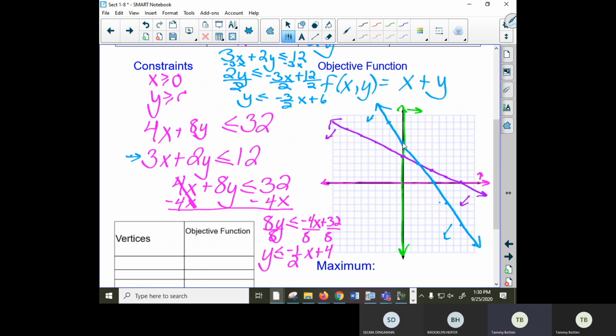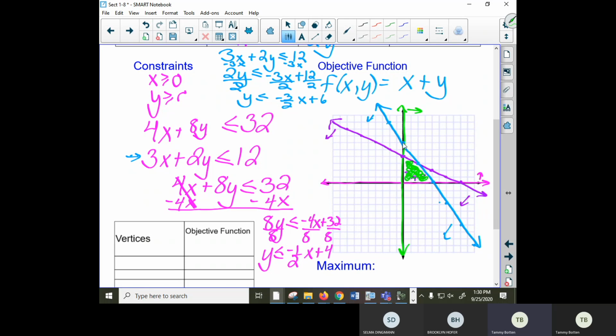So if you guys look here, we are above this, to the right of this, and we're below both of these lines. So do you guys see it's this little spot here? Okay. So it's going to be in here.